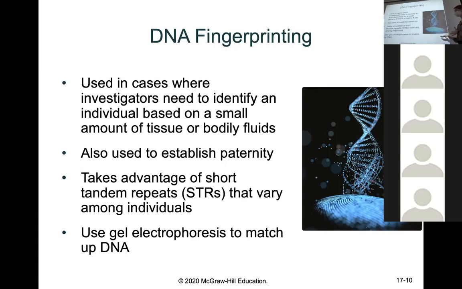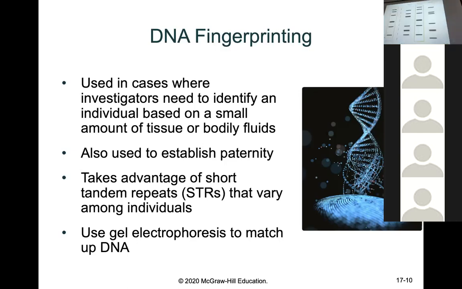This uses gel electrophoresis, that process we talked about, to match up the DNA. So it doesn't even look at the specific sequence. So it's not like it's looking at TACG, that sequence. It's just looking at the general structure of the DNA as far as the size of the fragments. And I'll show you what that looks like on the next slide. But this is where gel electrophoresis comes back into play.